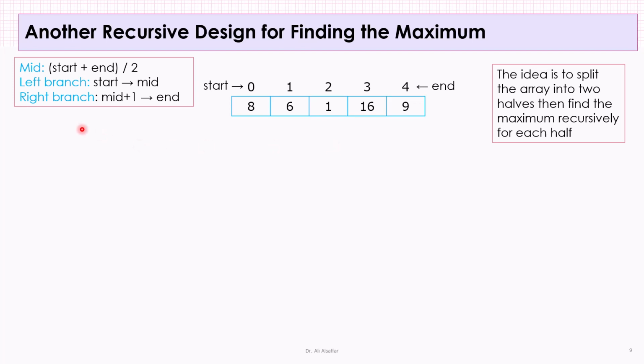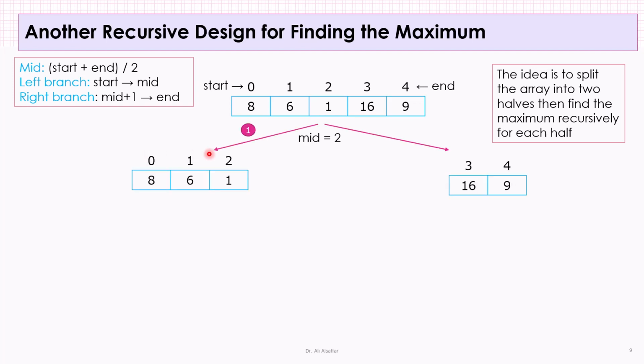Here for our implementation, I have replaced the equation for computing the middle index by a simpler equation. Although the two equations will give you the same answer, this is much simpler. So simply you add start with end, and the result you divide by 2, taking the integer part as the answer. When this method is called the first time on this array, it is going to split this array into two halves.